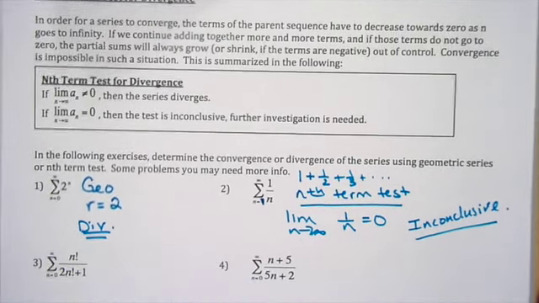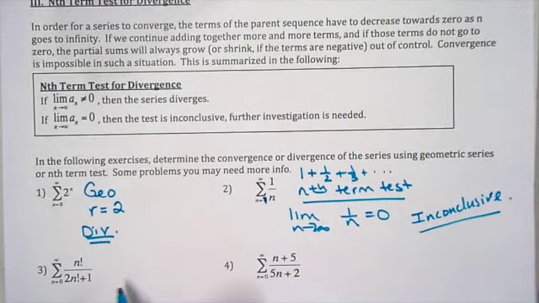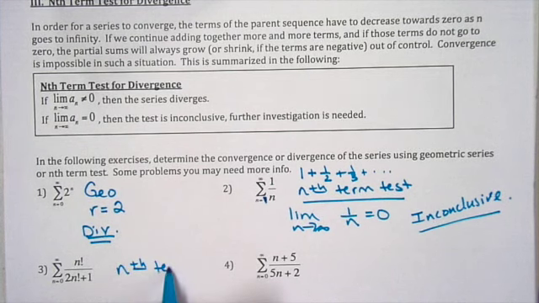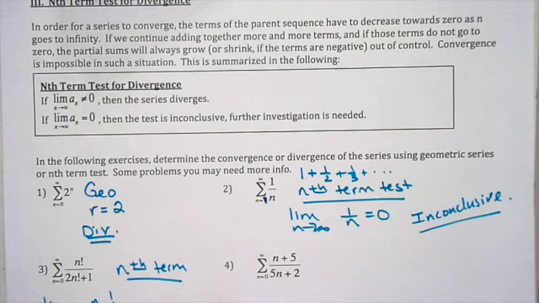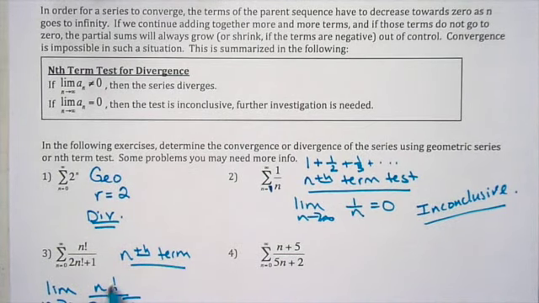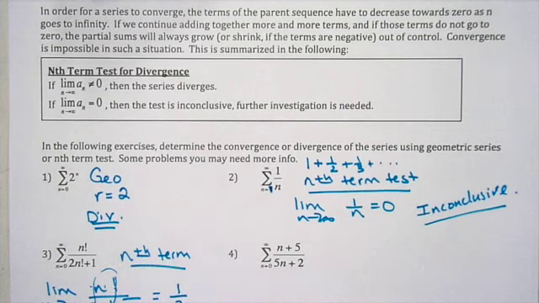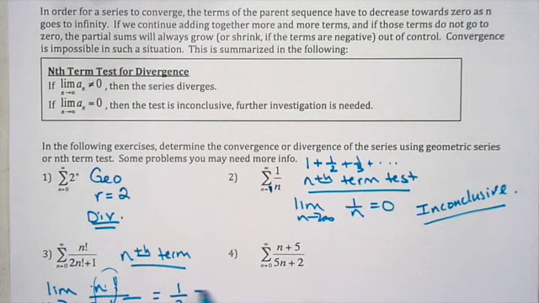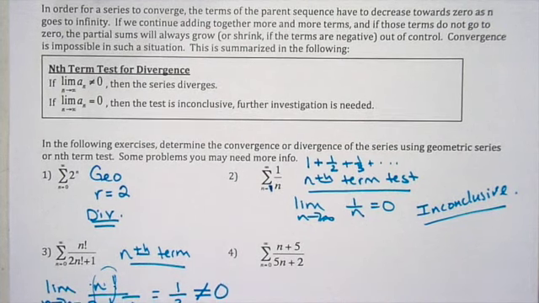Okay, number 3. Again, this is not a geometric, so we're going to use the nth term test. So we're going to take the limit of this general term, and it behaves very similar to when we have polynomials on the top and the bottom. In the long run, these factorials are going to end up canceling out, so it's basically the ratio of the lead coefficients idea again. Now this limit is 1/2, which is not equal to 0, so we know for sure that this series is going to diverge.